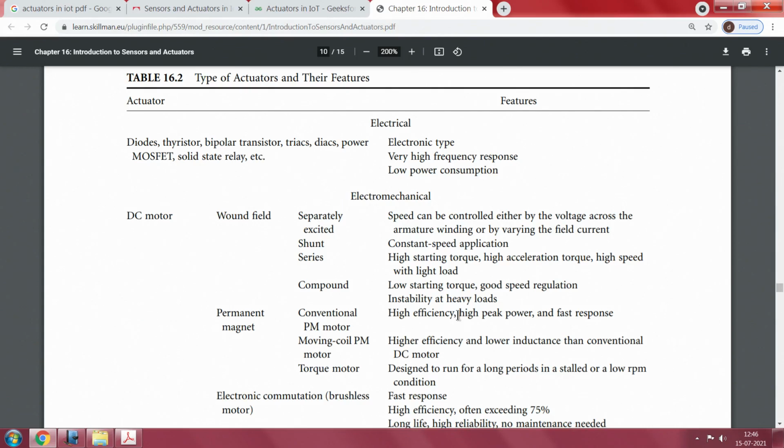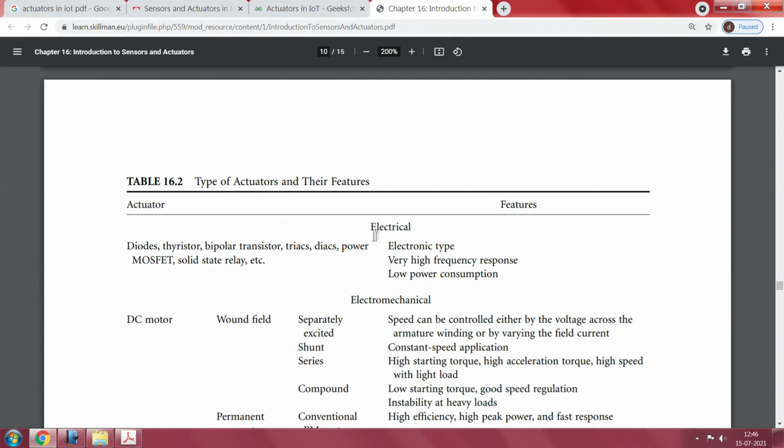Now when you talk about actuators, you can be talking about electrical actuators, electromechanical actuators, you can be talking about different types, okay. So let us see a nice table which talks about these actuators. So, diodes, thyristors, bipolar transistors, triacs, diacs, power MOSFET, solid state relay, these are all electrical type of actuators, but they are basically electronic devices, right. So, they are basically electrical electronic type of devices.